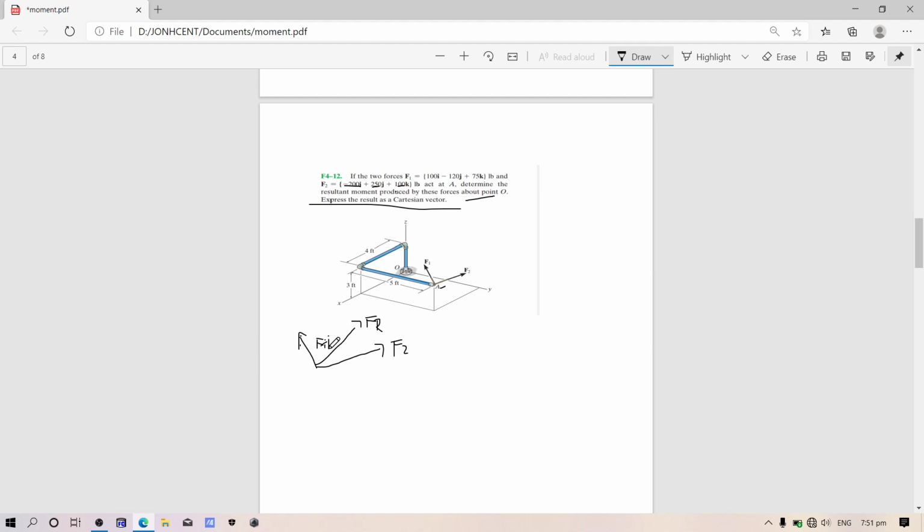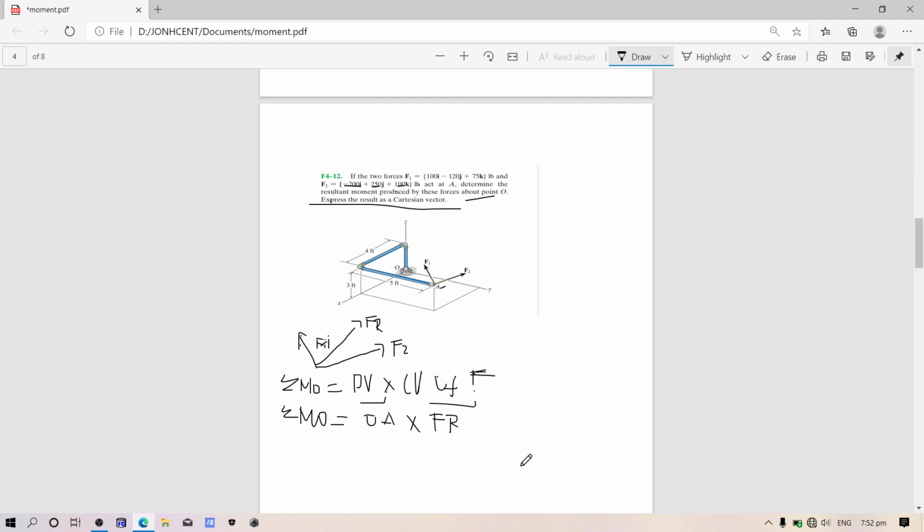Okay. Then, the summation of moment is equals to position vector times the Cartesian vector of F. Okay? So, ganyan natin kukunin yung moment. Okay? So, that is summation of moment is equals to OA times FR. Okay?